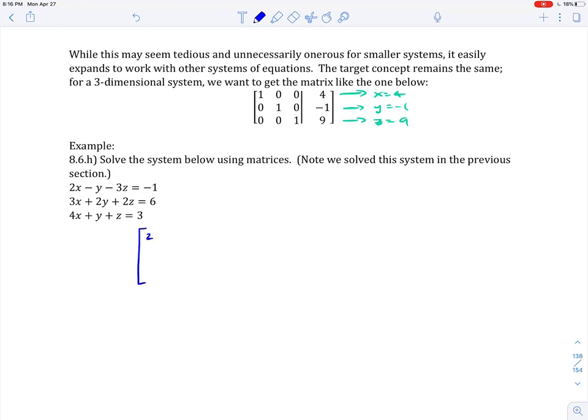I don't know what colors we've used. I like this blue. I love that blue. Anyways, it's matrix time. So I'll set up my matrix.